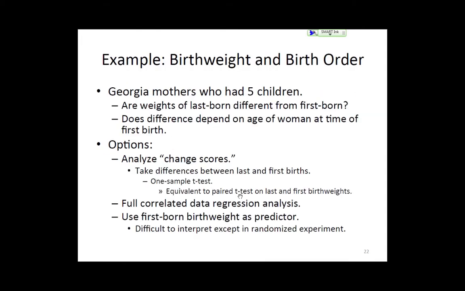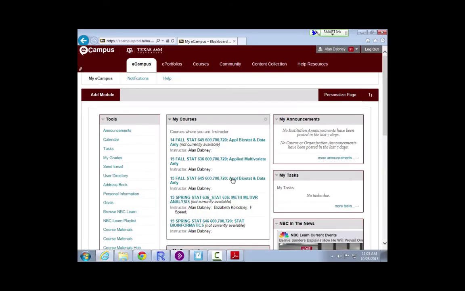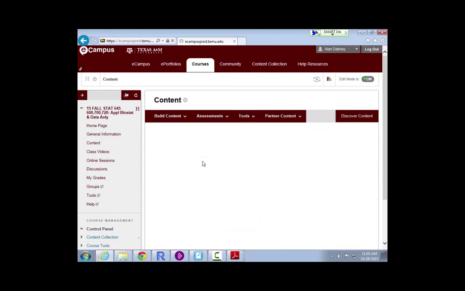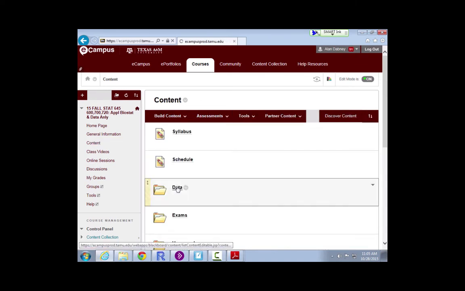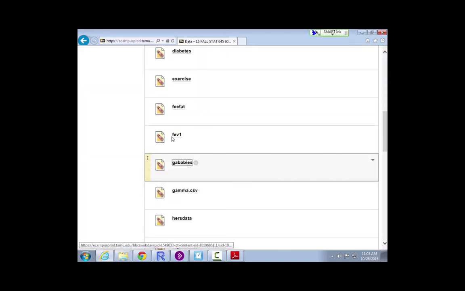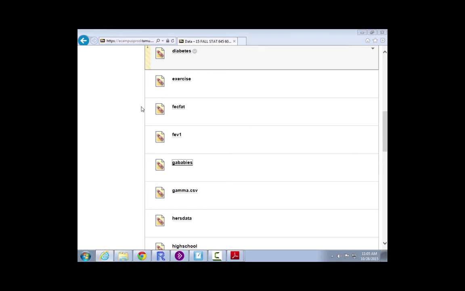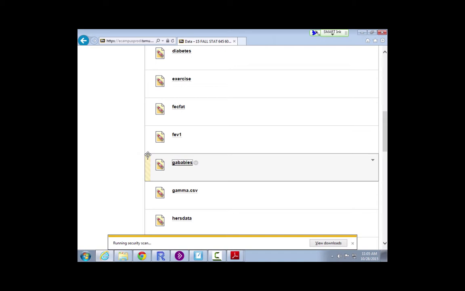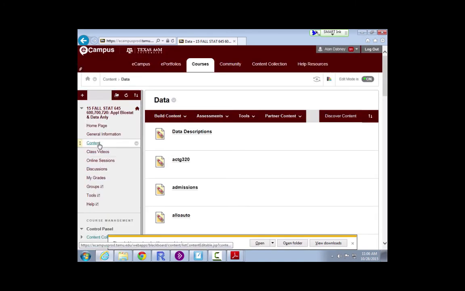Okay, so in the last couple of minutes, let's just pull up the script for these data. These data are called GA babies here. GA babies. Let's save that. And let's get the script.